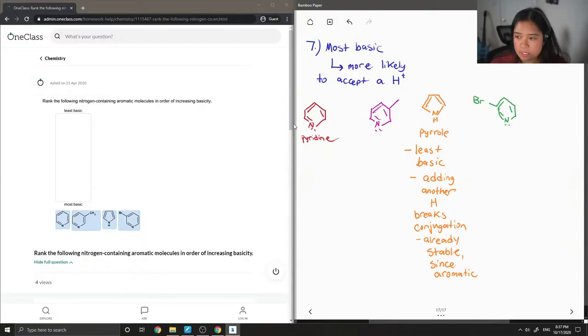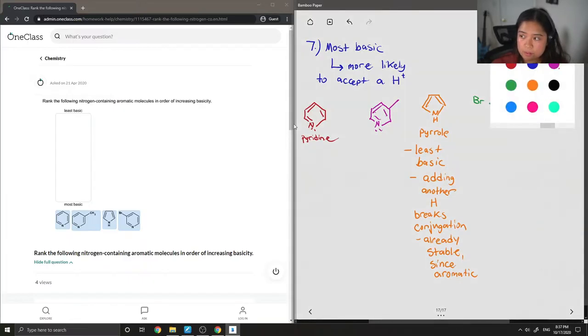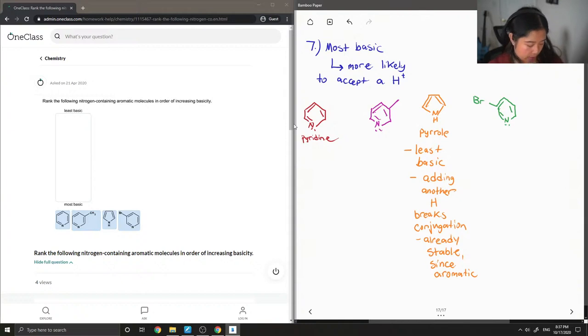Okay, so now I'm just going to look at each of the pyridine molecules that have either a CH3 group or a bromine group. So let's look at the CH3 group first. CH3 is an electron donating group. So basically this is going to be more basic than just pyridine on its own.